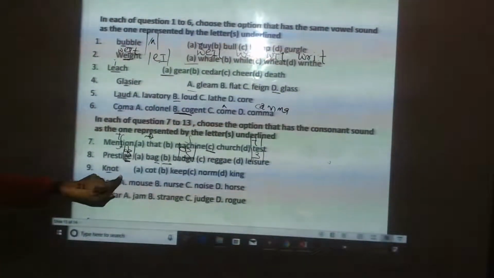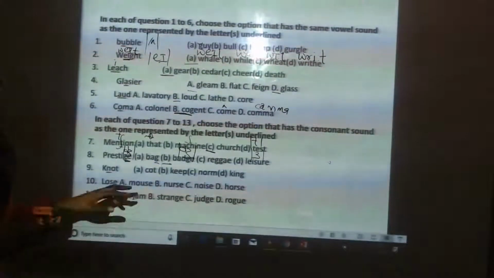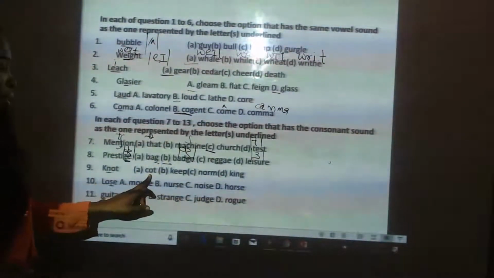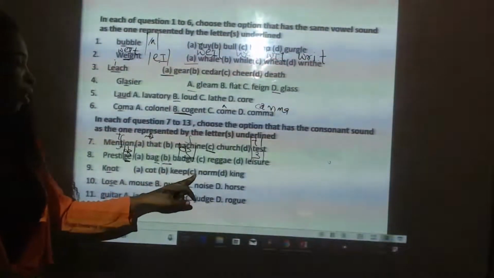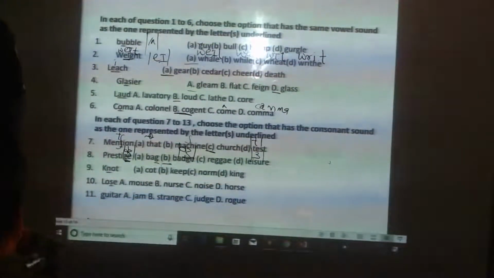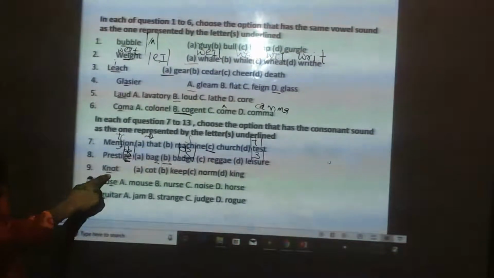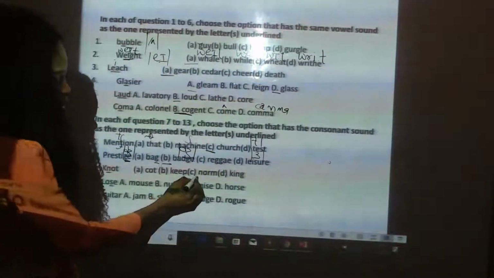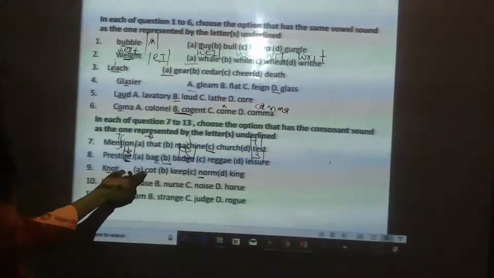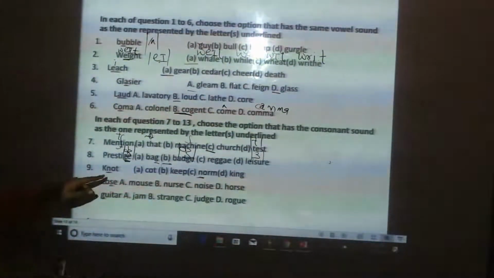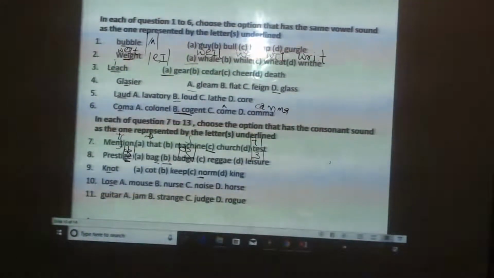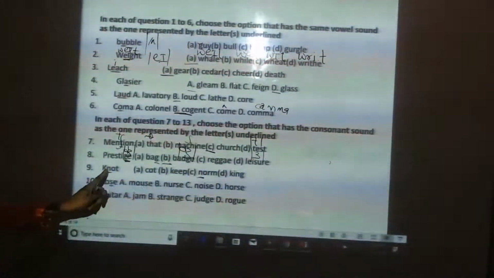Number 9, we have not. Options A, we have caught. B, keep. C, none. D, king. And remember I told you that this K here is what? Silent. It is not produced. Therefore, the underlined consonant there is n. And the word that has the same sound with the consonant here is what? No. This is giving a k sound, and k sound again. So do not confuse it with the beginning of k sound here. The underlying consonant is n, and no is giving you the same sound here.